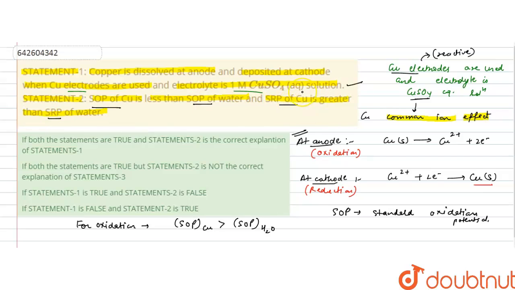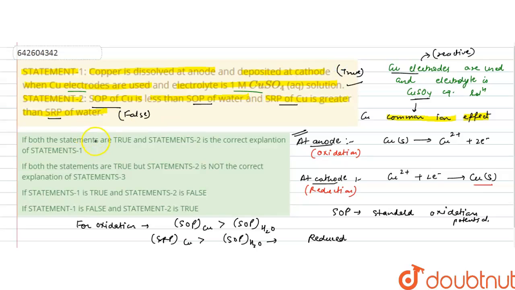The species which has a greater reduction potential than that of water will be deposited at cathode. So the SRP of copper, that is the standard reduction potential of copper, is greater than that of water. So it is reduced at the cathode and deposited at the cathode. So statement 2 is incorrect, because this half of the statement is incorrect, that SOP of copper is less than that of water. So this statement is false, while the first statement is true.